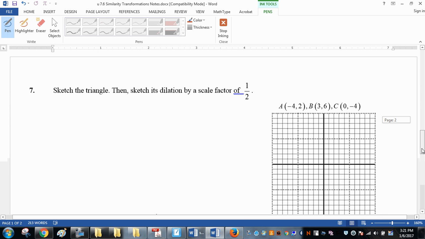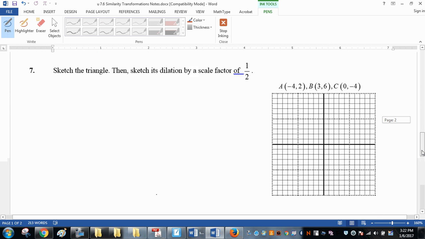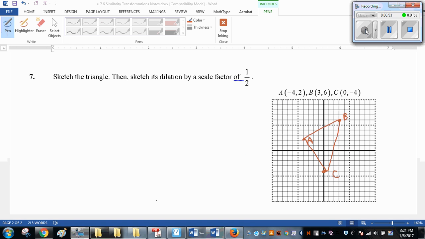All right. In the next part here, we're going to sketch the triangle and sketch a dilation by scale factor 1/2. So let's plot these points first. A is -4, 2, and label our points. B is 3, 6, and C is 0, -4. All right, so there's our triangle ABC. Plot those points. Please use your straight edge. Sorry, it's very difficult for me to get a straight line on the computer with the stylus here.